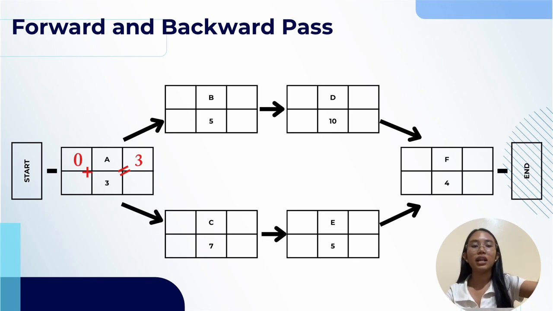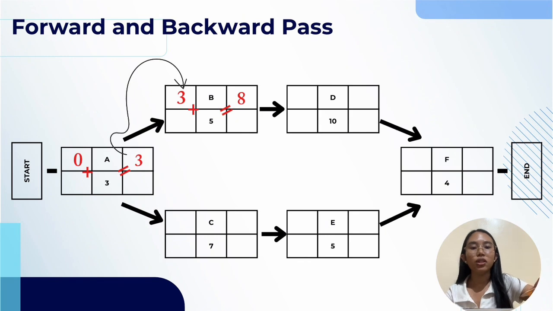Dito naman tayo sa activity B. So, since ang predecessor ng activity B is A, and natapos na ang activity A, mag-proceed na tayo sa activity B. Ang gagawin natin is i-transfer natin ang EF value, which is 3, sa ES ng activity B. And then, same process, i-add lang natin ang ES sa time. So 3 plus 5 equals 8.